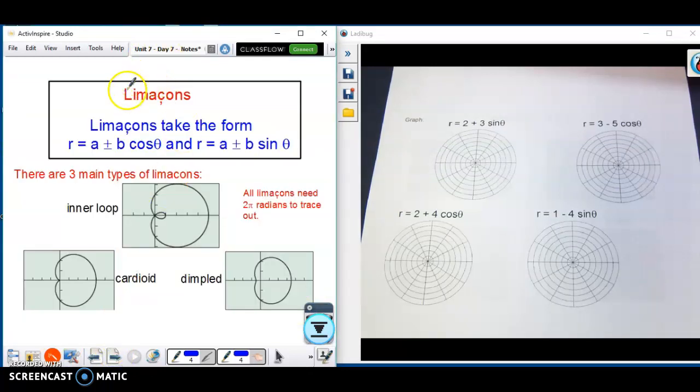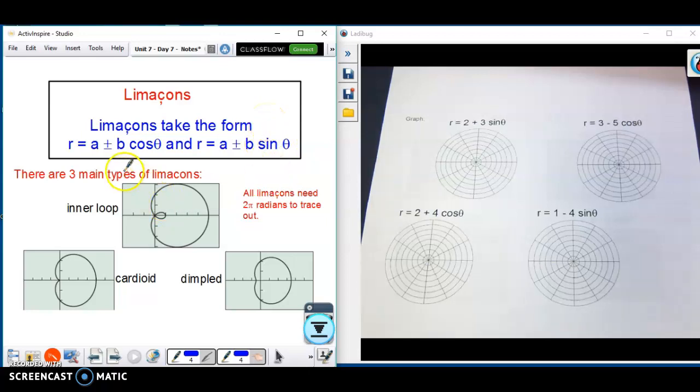In general, for something to be a limaçon, it's going to have the form A, it could be positive or negative, B cosine theta, or the same thing but with sine theta. When we have circles, remember it would have just been this B cosine theta. It wouldn't have had this extra number added or subtracted out front. And when we had rose curves, we didn't have the number added or subtracted out front, and we had a number with the theta. For limaçons, they're going to have this extra number added out front, and it's just going to be a single theta inside instead of a number like with the rose curve.